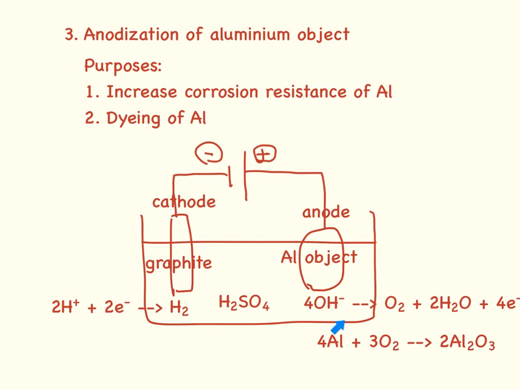Here is the electrolytic cell of aluminum anodization. It comprises a graphite cathode and an aluminum object connected to the anode, using dilute sulfuric acid as the electrolyte. Hydroxide ions will be discharged preferentially at the anode to give oxygen. The aluminum object reacts with the oxygen there to become aluminum oxide. This oxide layer attaches firmly on the surface of the aluminum object.